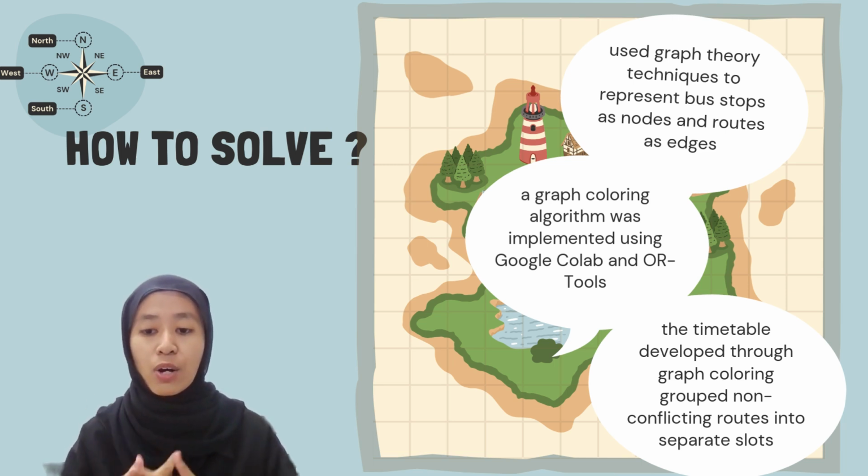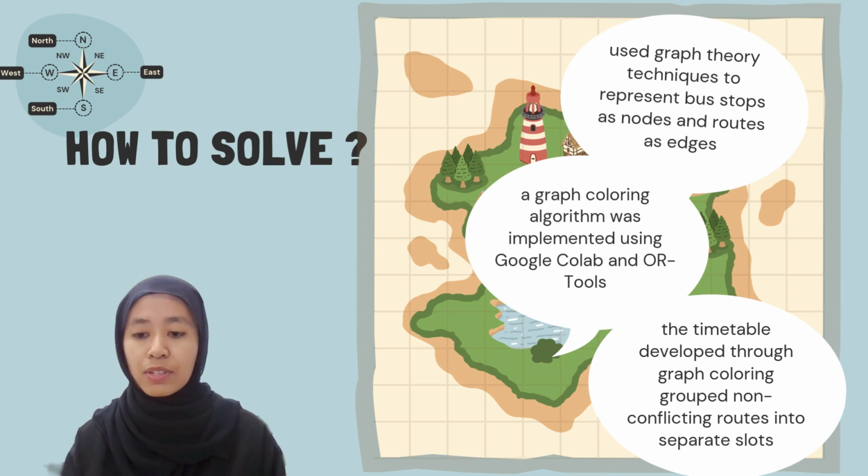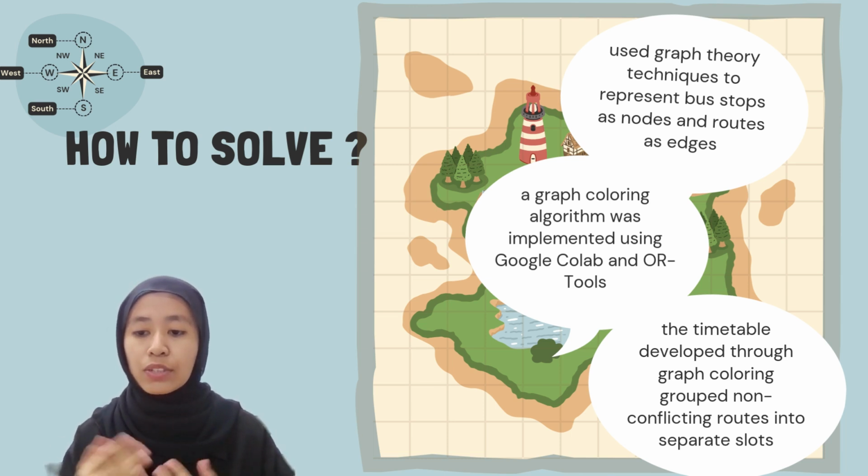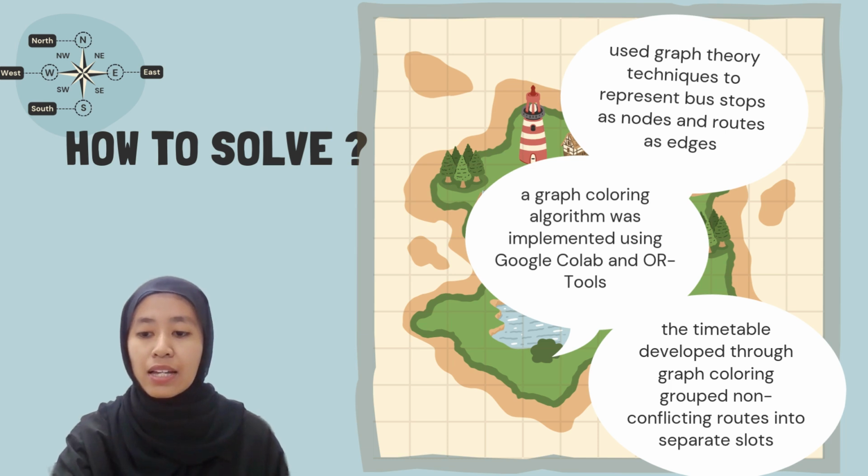Next, the second objective aimed to improve scheduling efficiency by minimizing overlaps, delay, and congestion. To achieve this, we applied a graph coloring algorithm with OR-Tools in Google Colab. This allows us to assign different time slots or colors to conflicting routes, ensuring they do not operate simultaneously.